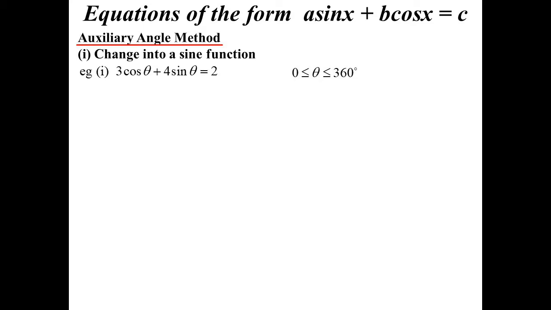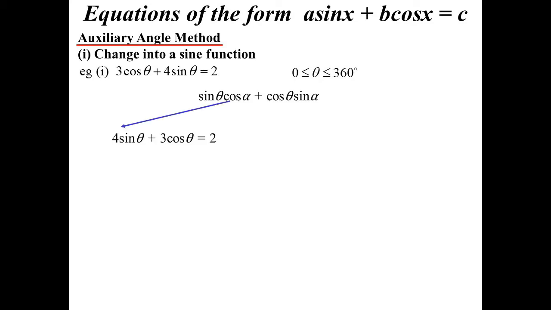The first way we're looking at is what's called the auxiliary, or sometimes called the subsidiary angle method. What we basically do is turn these two bits of trig into one trig function. So I'm going to change it into a sine function. We remember when we expand sine, it goes the pattern sine cos, cos sine. And I've got something cos, something sine, so it has that pattern. It just means that instead of sine theta, I've got a 3 there, and instead of cos theta, I've got a 4 there.